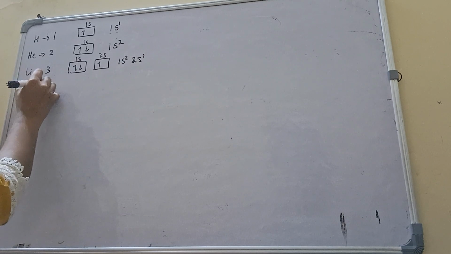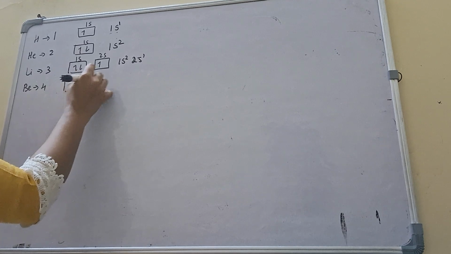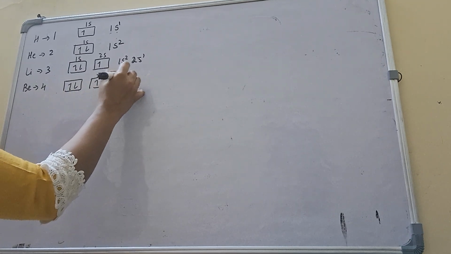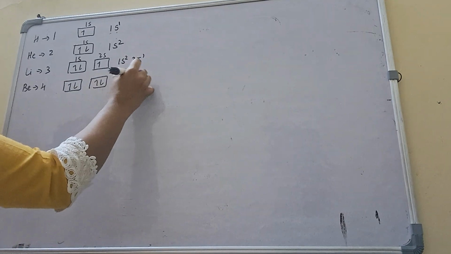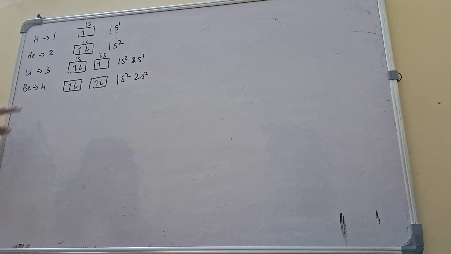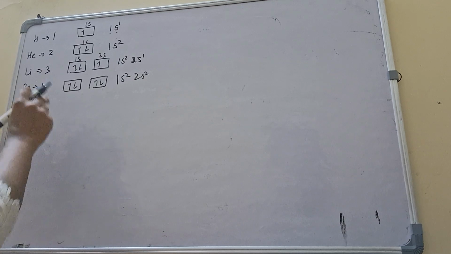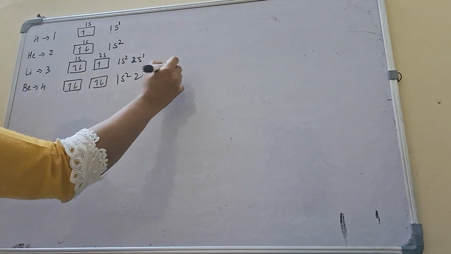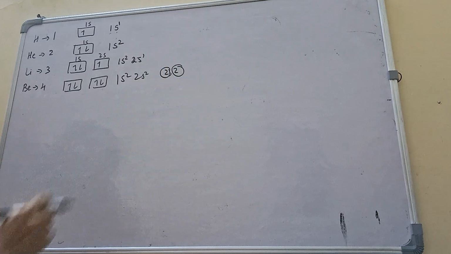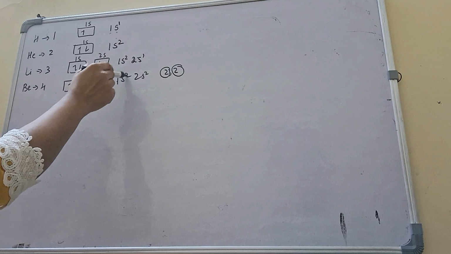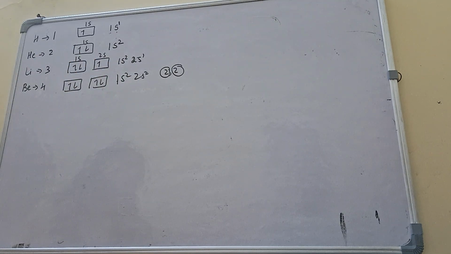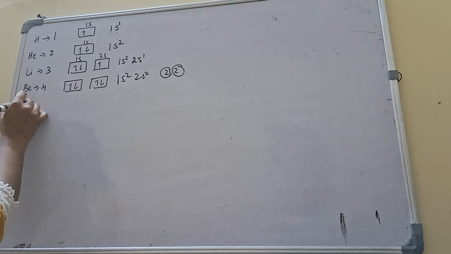After that it is beryllium, which is 4. So it is 1s2 and 2s2. Correct? Now this is what you have been doing. In your lower grades, for beryllium's configuration, you used to write 2, 2: 2 electrons in the K shell, 2 electrons in the L shell. The same thing we are doing here, but we are writing in terms of exactly which subshell and which orbital the electrons are in. We are going a little deeper here.